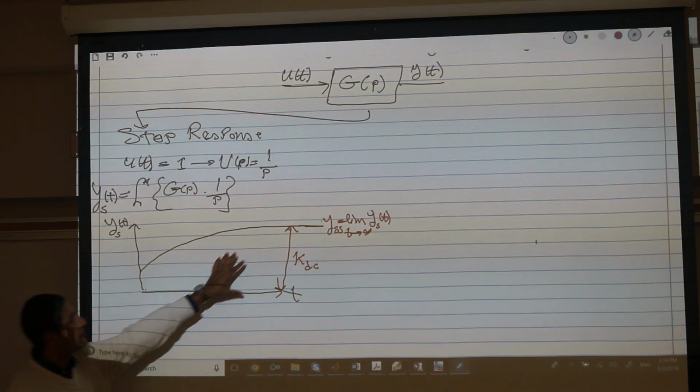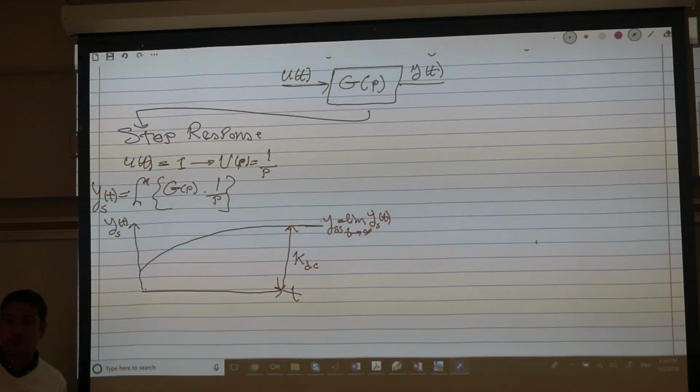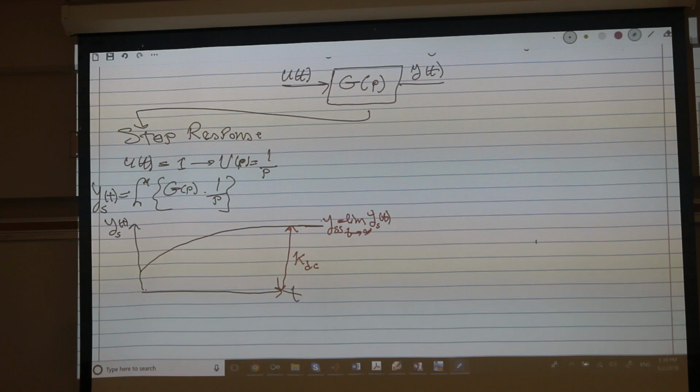Can you get this number from the transfer function, which is a function of P? Anybody remembers how to get this value? Put S equals what? Or P equals what? Zero. Okay. So put 0 in your transfer function, you get the DC gain.